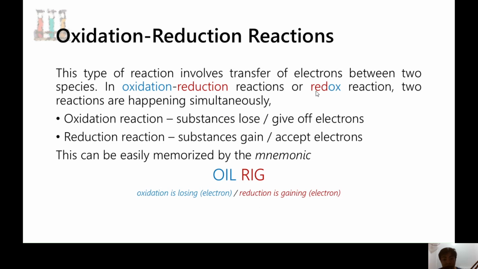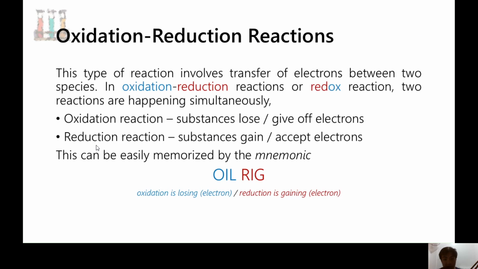Okay, so what are the reactions that happen? So una, we have the oxidation reaction. What happens here is that your substance will lose electron. And what do we know about substances losing electron? They become more positive. Okay, so kunwari negative yung kanyang charge. As it loses electron, magiging zero yan, then eventually positive in charge. So ganun yung nangyayari sa oxidation reaction.